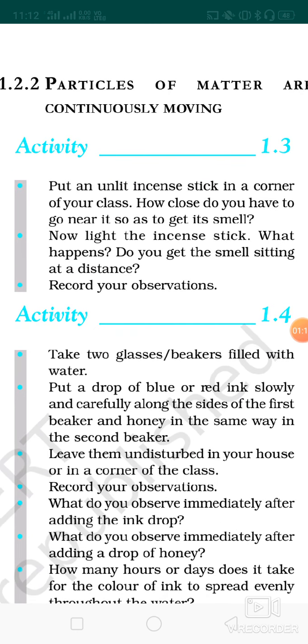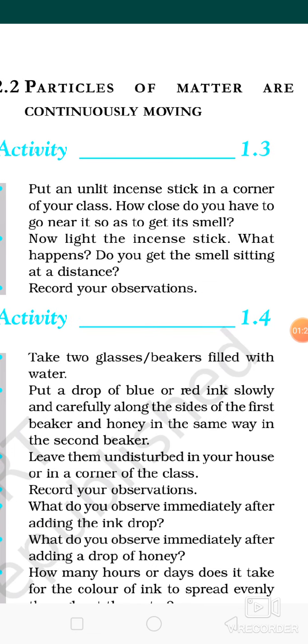Okay, to understand this, we can perform an activity here also. We can put an unlit incense stick in a corner of our class or home. Now, how close do you have to go near it so as to get its smell?